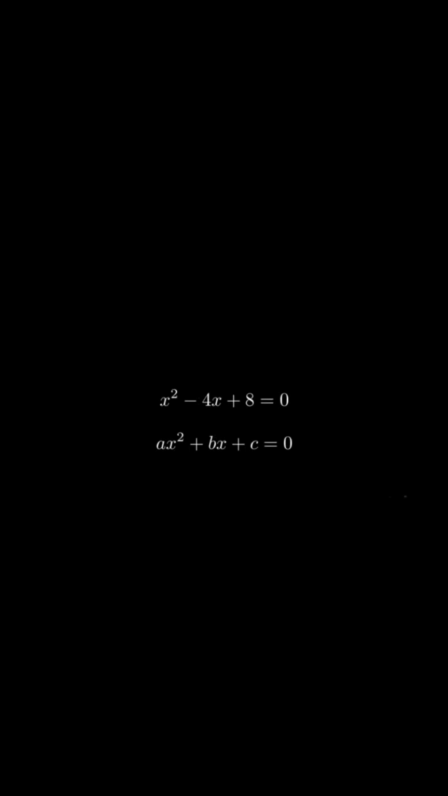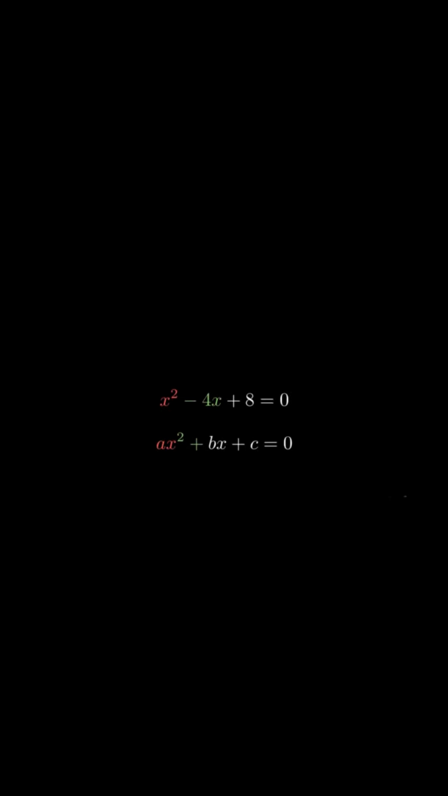the quadratic formula later. In our equation, the coefficient of x squared is 1 because the term is simply written as x squared with no number in front. When no coefficient is written, it's understood to be 1. The coefficient of x is -4.